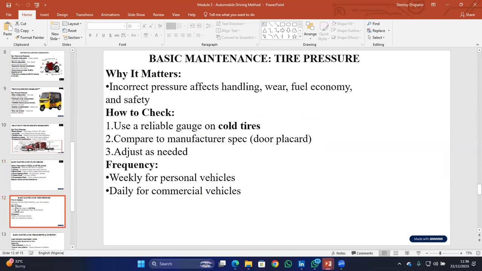Now, what are some of the basic maintenance? Let's check tire pressure. Why does it matter? Incorrect pressure affects handling, wear, fuel economy, and safety. How do you check? Use a reliable gauge on cold tires, compare to the manufacturer spec or door placard, and adjust as needed. What frequency should you use? Weekly for personal vehicles, daily for commercial vehicles.